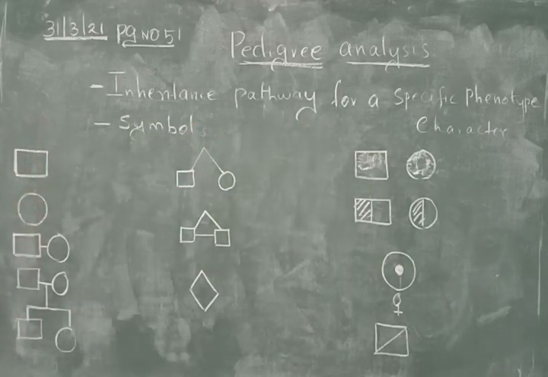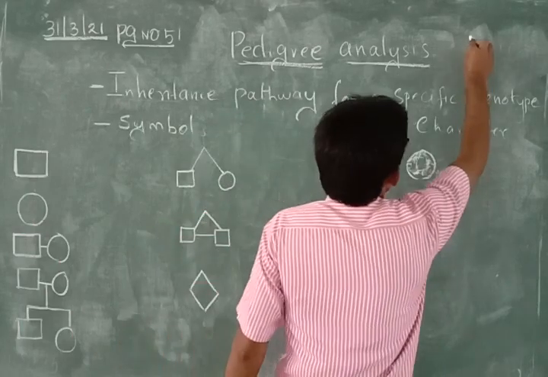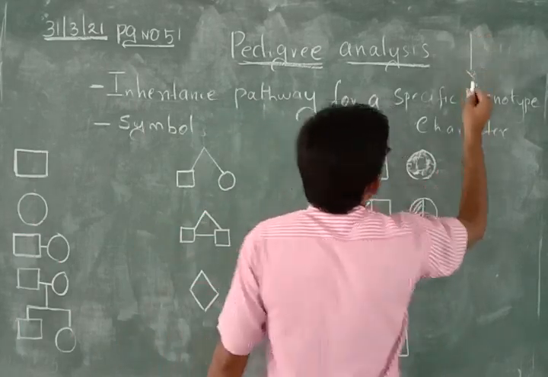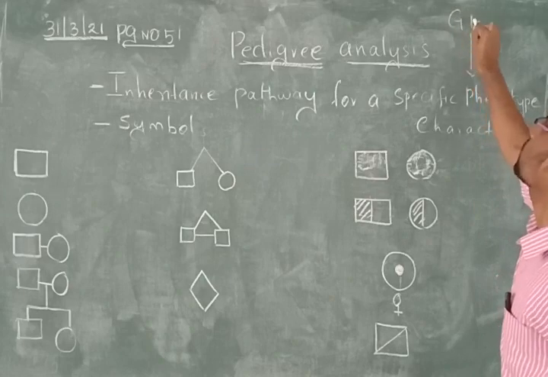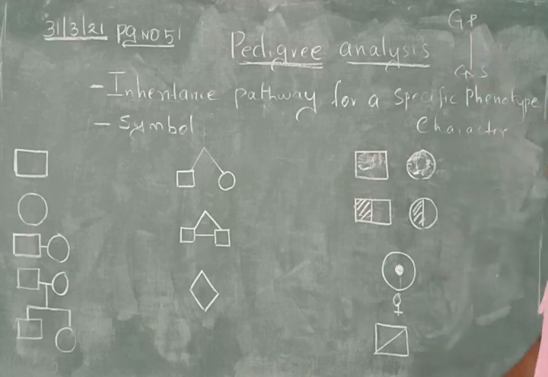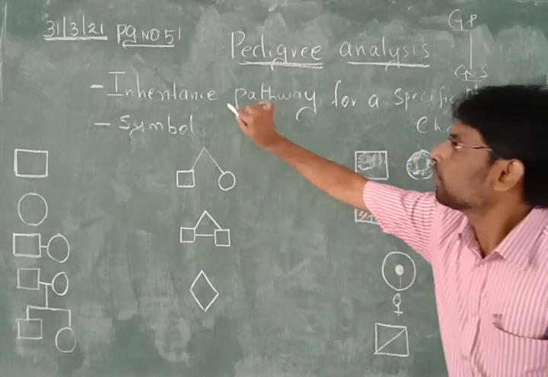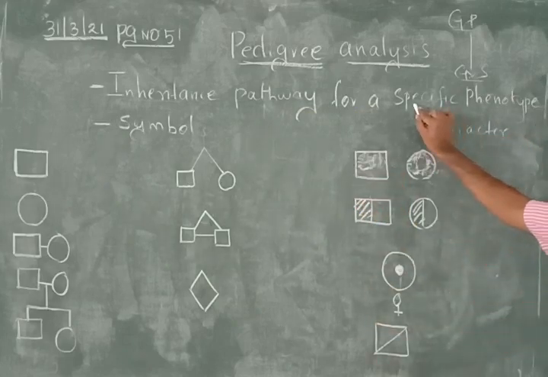You know what is inheritance? A character that is being passed from one generation to another generation. For example, a character that is passed from your grandparent to the grandson. So that is what inheritance is. Any character that is being passed from your grandparent to the grandson is called inheritance. But here what we are focusing on is, this inheritance pathway speaks about a specific phenotypic character.